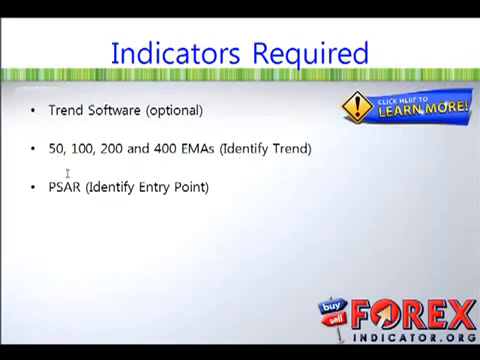The next indicator that you need is PSAR, parabolic SAR, and this is mainly for you to identify entry points. So let me show you how the 50, 100, 200, 400 EMA works.